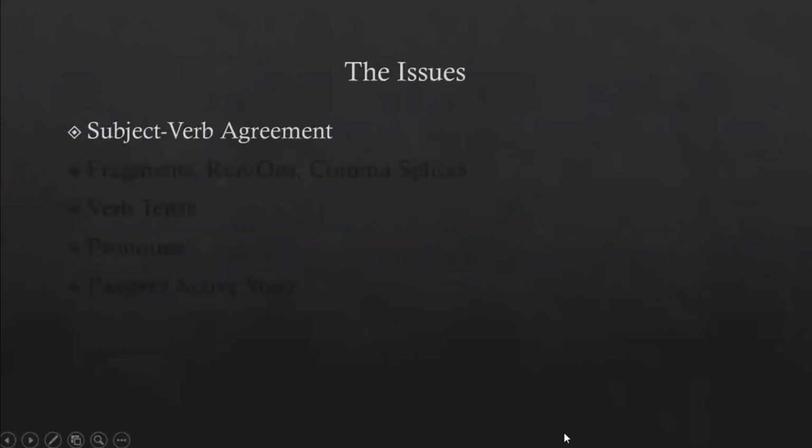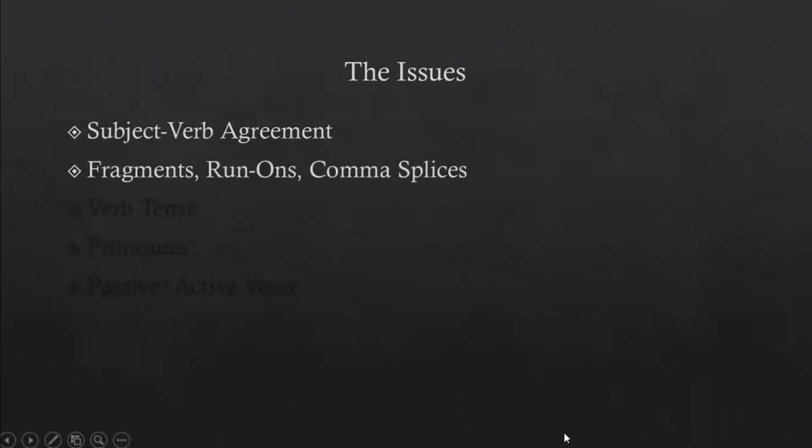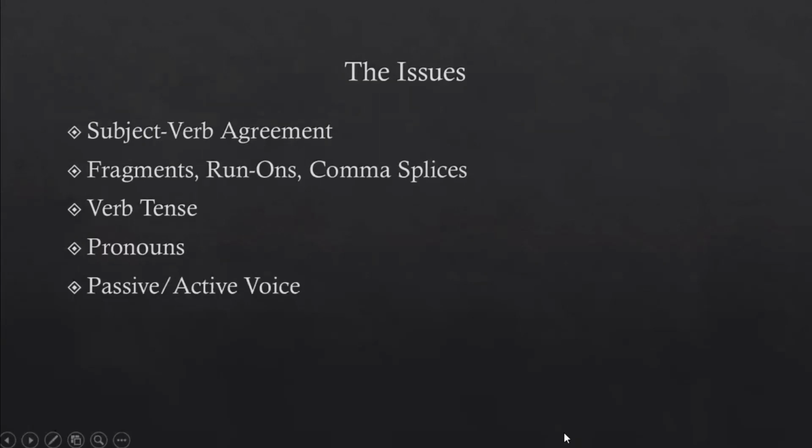All right, so the specific issues that we are going to be addressing: subject-verb agreement, fragments, run-ons, and comma splices, verb tense, pronouns. There's quite a bit in here about pronouns because that seems to be the source of quite a bit of confusion. And finally, there's a little bit about passive and active voice.